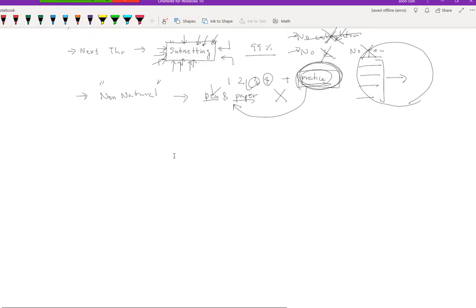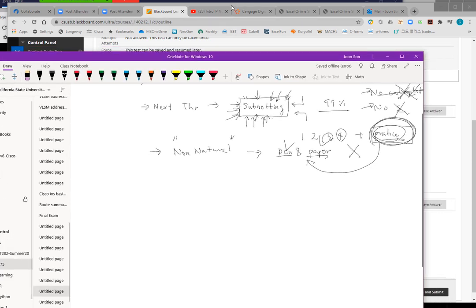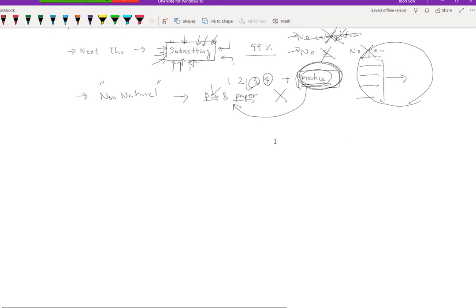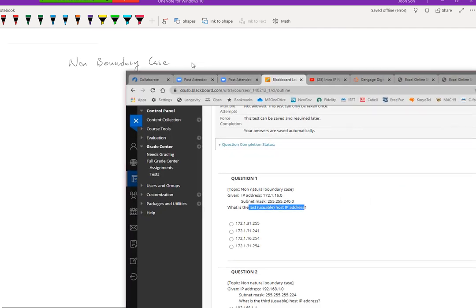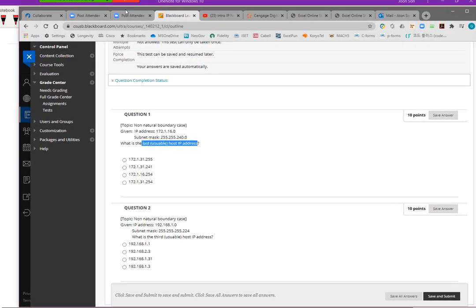Let me just write down the question. 172, so what is given? No, let me just use a new page. By the way, this is a non-natural boundary case. If you look at the problem, the IP address and subnet mask are given.